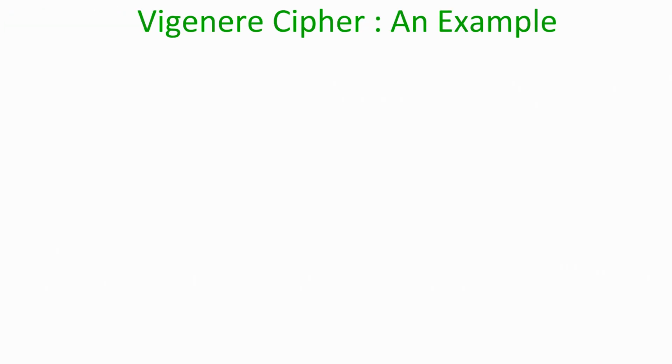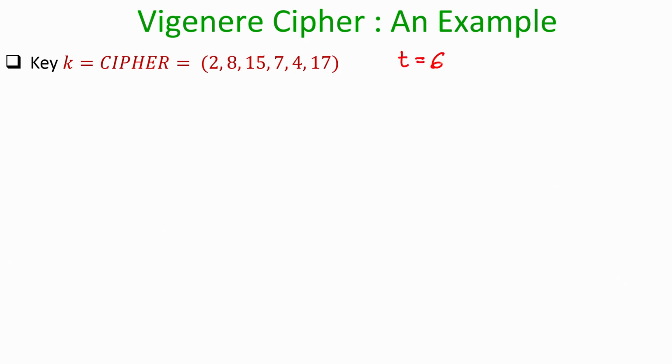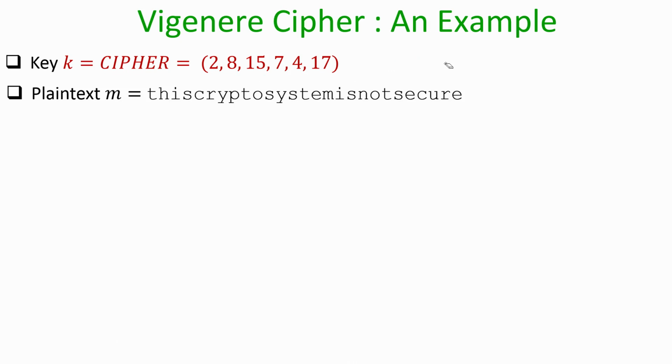So, let me demonstrate what exactly I am trying to say. Imagine that the value of t is 6 here, okay, and a key which is randomly generated by the key generation algorithm, suppose it is the string cipher, namely we map C to 2, I to 8 and so on. That means this is the random key which is generated by the key generation algorithm, and it is known both to the sender as well as to the receiver, right. Now, assume the plain text which the sender wants to encrypt is the English message, this crypto system is not secure.